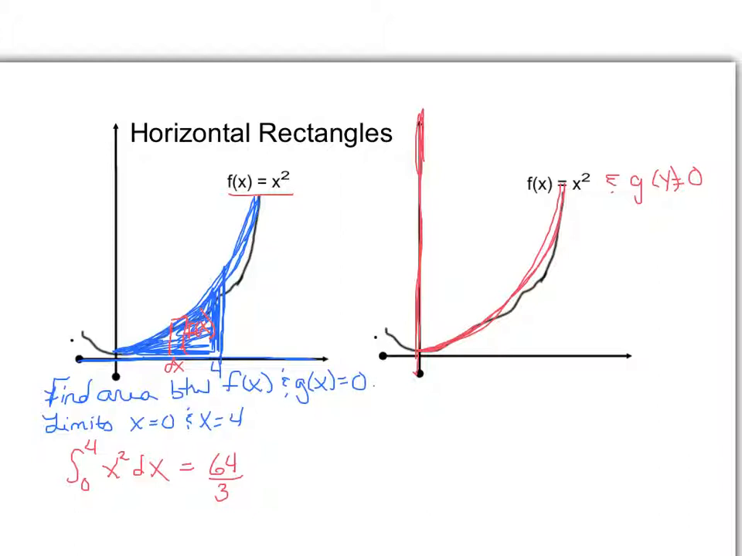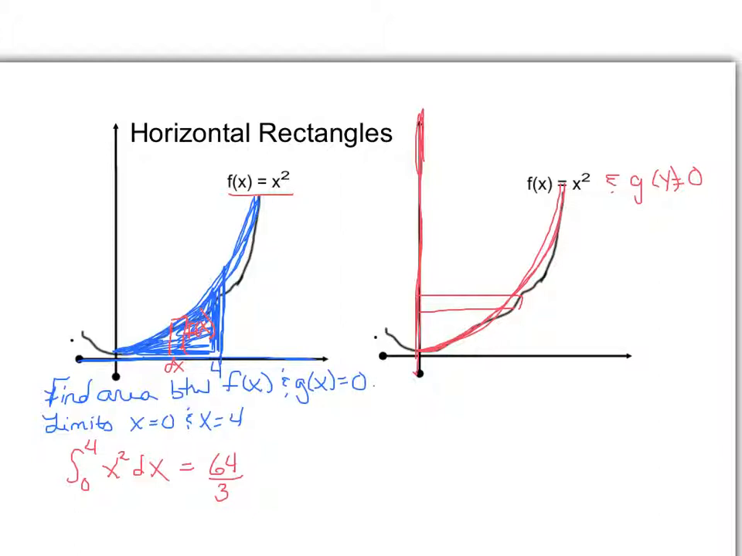Well, actually I'll get back to that x equals 0 and x equals 4 in a moment. Notice now it's very hard for me to draw in those rectangles unless I turn them sideways and put in horizontal rectangles. Well, everything works the same way, but now instead of everything being in terms of x, I'm going to put everything in terms of y.